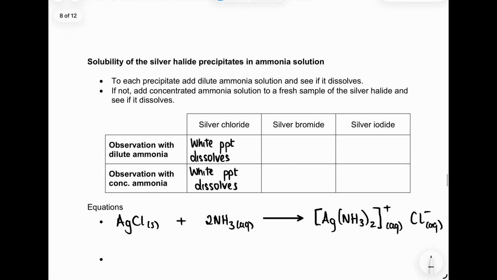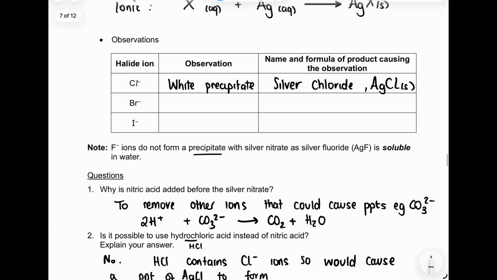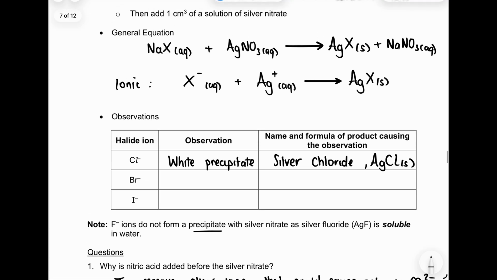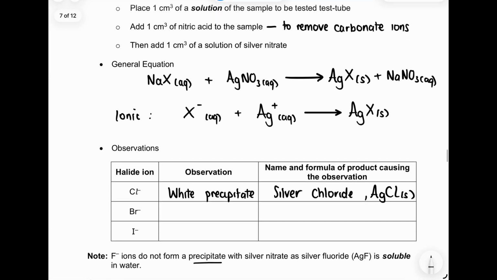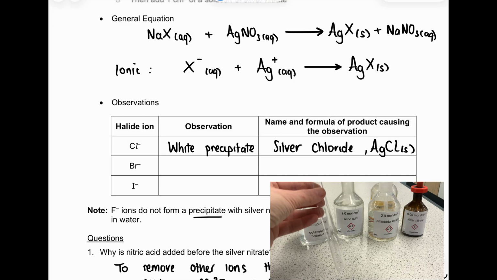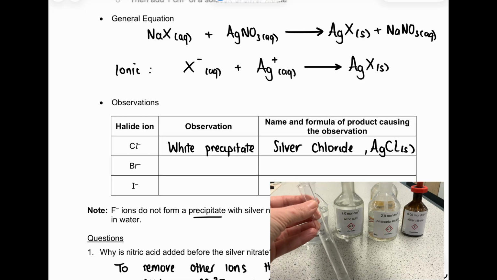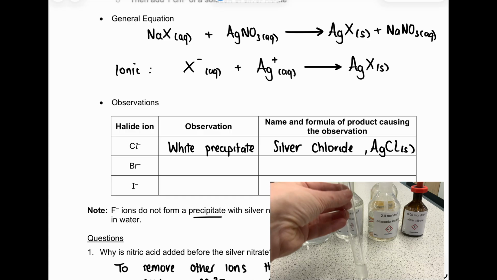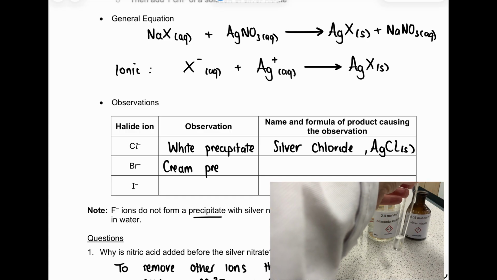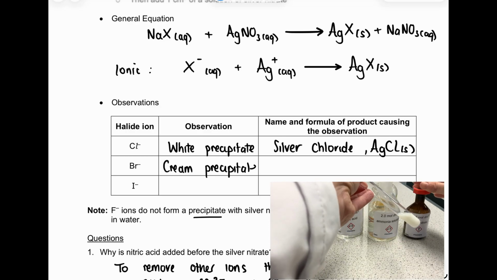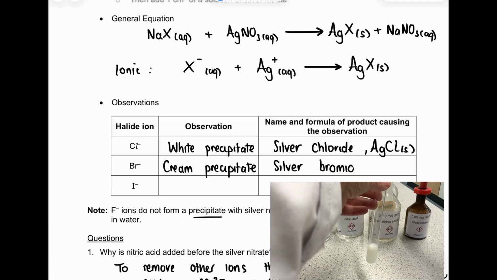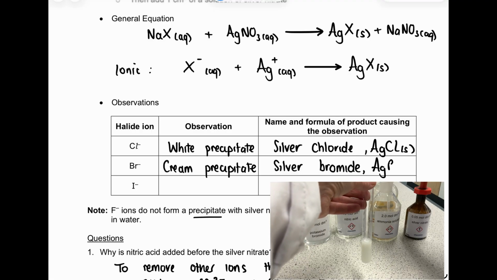So what we're going to do now is we're going to go back and look at the test for the bromide. So if we were to do the same thing, if we put 1 cm³ of the sample we want to test into a test tube, so maybe it's sodium bromide, potassium bromide, and we were to add some acid to remove the carbonates, and then we were to add silver nitrate, what we would see is a cream precipitate, and that's of silver bromide, AgBr.